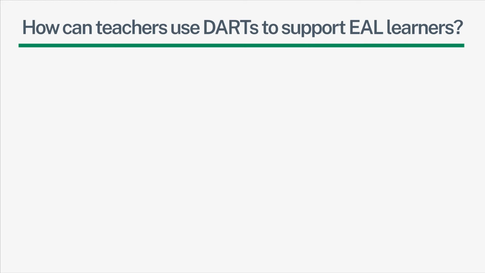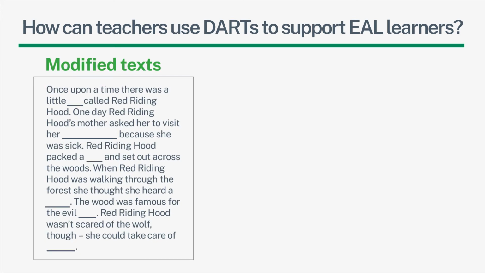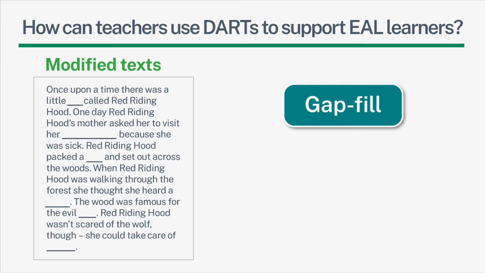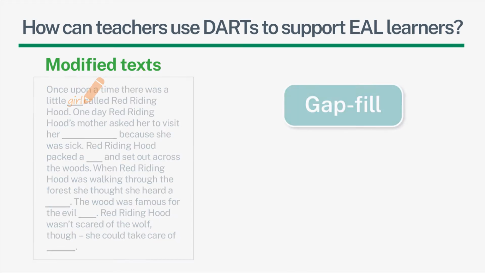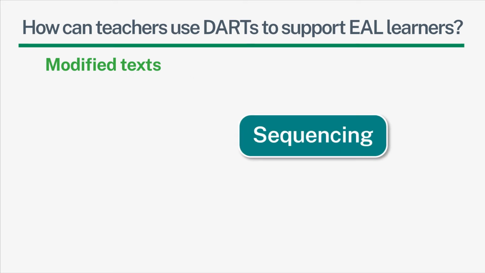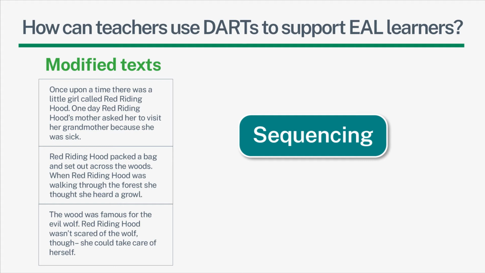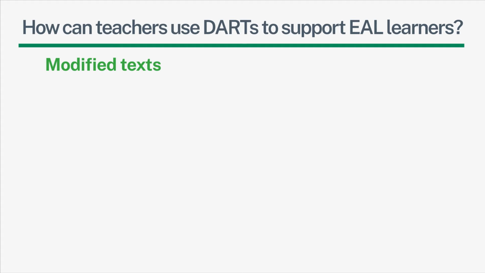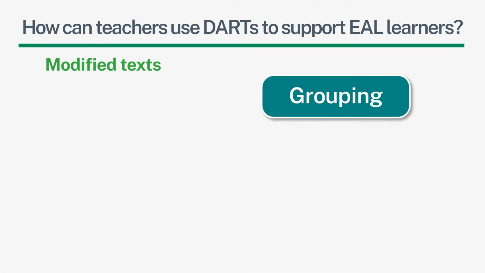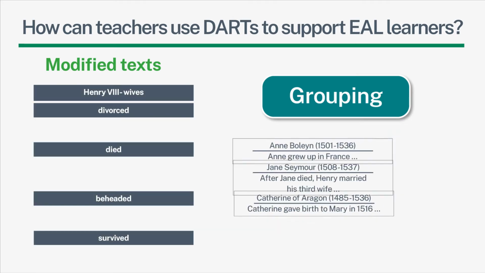Let's look at some activities to use with modified texts. First, you could use gap filling, where the learner fills in missing words, phrases or sentences. You could also use sequencing, where you ask learners to put words, sentences or short paragraphs in the correct order. Learners can also group segments of text according to categories. Here's an example with Henry VIII.